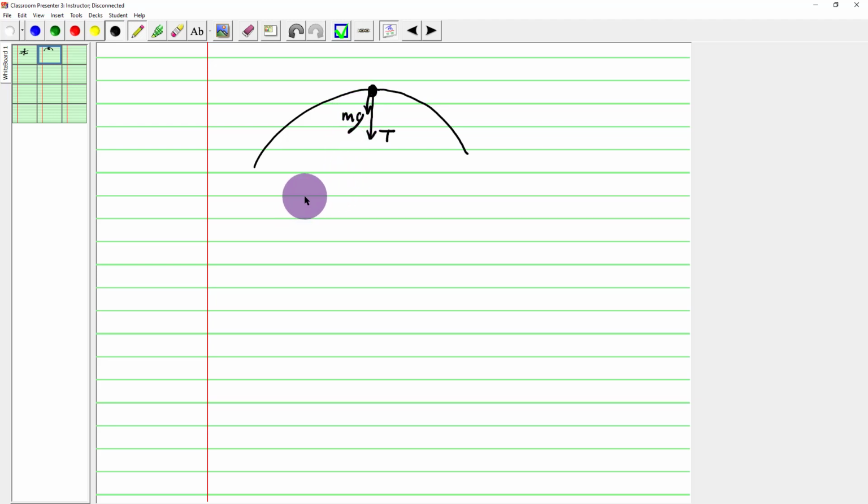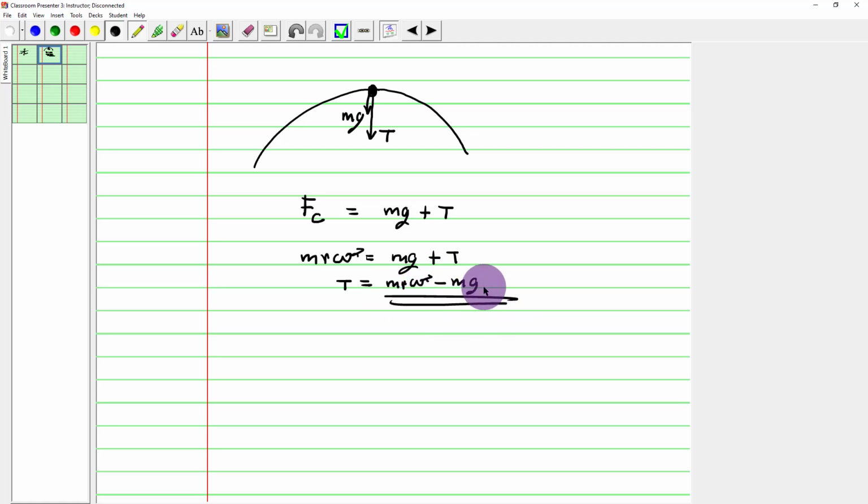And because both of them are pointing downwards, they are going to provide the centripetal force. So centripetal force is mg plus T. Centripetal force is given by m r omega squared, which is equal to mg plus T, and T is equal to m r omega squared minus mg. So instead of adding the 2 newtons, I should subtract the 2 newtons.